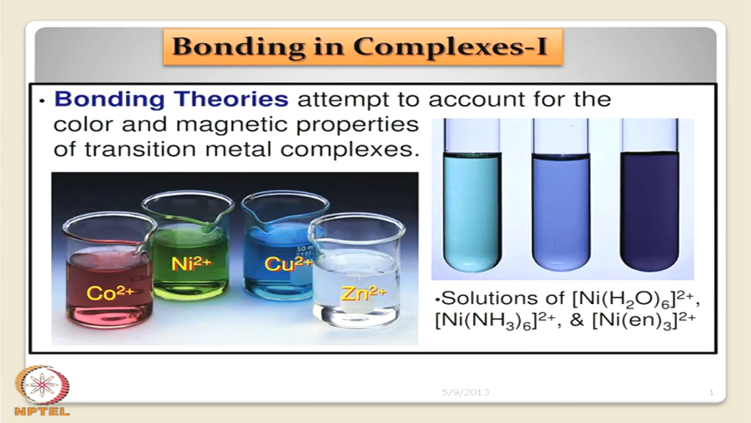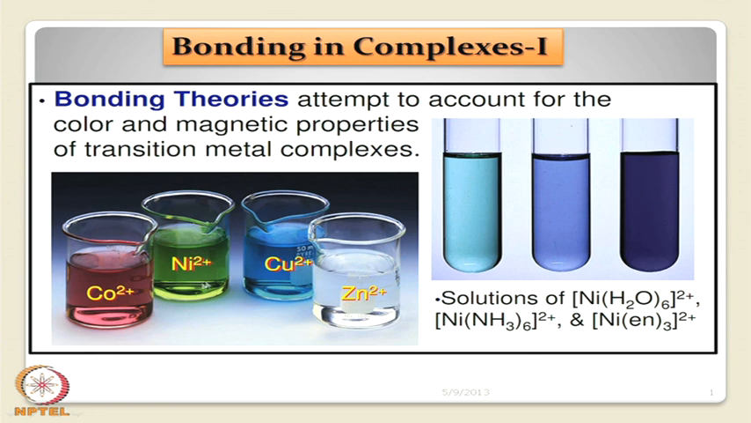Because these bonding theories are very important, starting from the very simple chemistry that we all talk about, because we have to explain the color and magnetic properties of different transition metal complexes, how this color is originating: the pink red color for cobalt 2 plus when we dissolve any cobalt 2 salt in water, or nickel 2 plus when we dissolve a nickel salt, nickel chloride or nickel sulfate, in water, and the blue color of the copper 2 plus in water medium, and the zinc in aqueous solution.